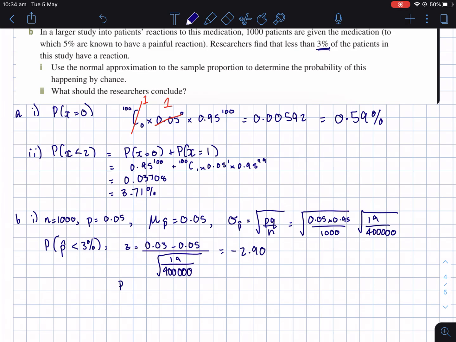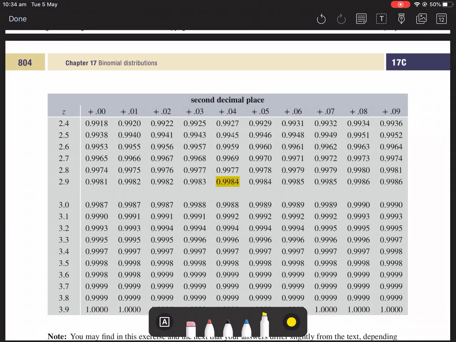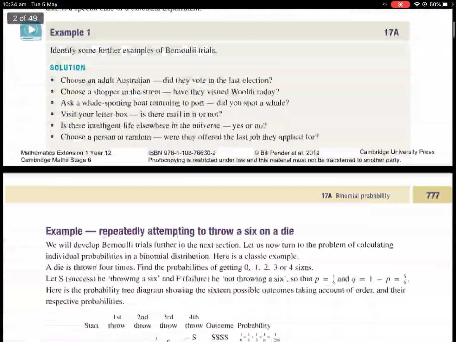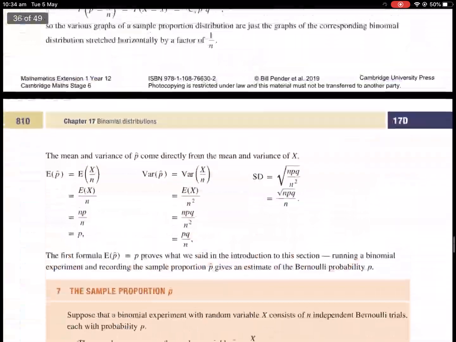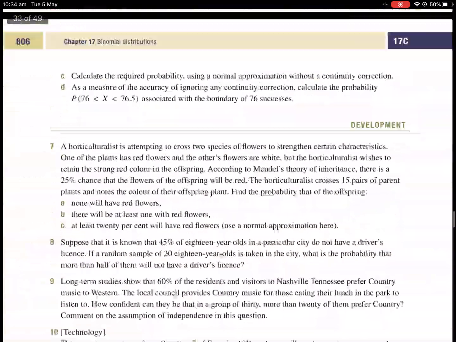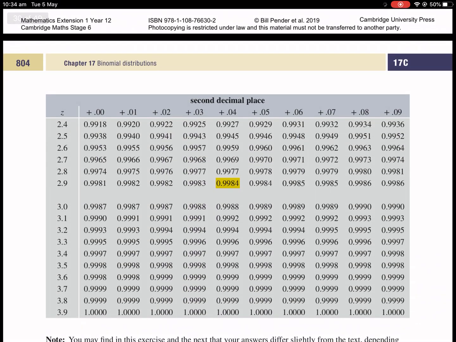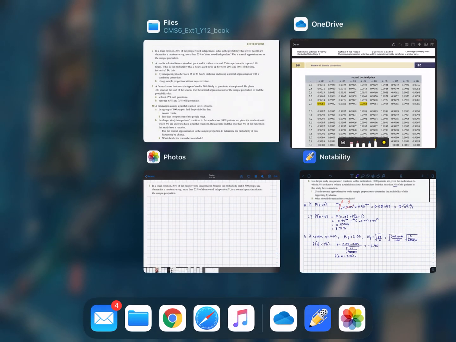So let's find the probability Z is less than or equal to positive 2.90. Wish I knew how to bookmark on an iPad. 2.90, wasn't it? Yep. 0.9981.